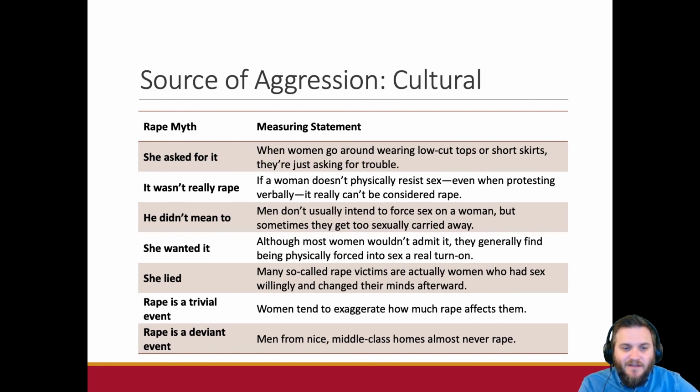"Men don't usually intend to force sex on a woman, but sometimes they get too sexually carried away." She wanted it: "Although most women wouldn't admit it, they generally find being physically forced into sex a real turn on." Again, these are statements on a scale from 1 to 5. Do you agree or disagree? And you can find out whether or not somebody has explicit attitudes about rape.